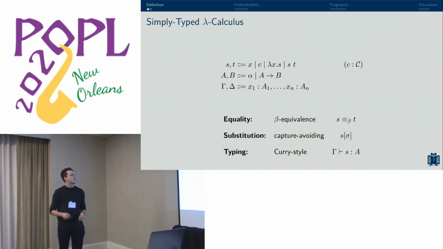We use the simply typed lambda calculus. So as you can see, we only have simple types. And our basic notion of equality is beta equivalence. As a substitution, we use a capture avoiding substitution, which is automatically derived using the Autosubst framework. And our typing is Curry style. So as you can see, our binders here are not annotated with any types. For constants, we assume some signature of the types that the constants have.